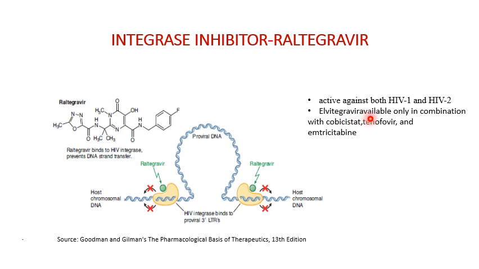We have another integrase inhibitor called elvitegravir. It is not available as a single drug. It is available always in combination with cobicistat, tenofovir and emtricitabine. So what is this cobicistat? Its action is similar to ritonavir. It doesn't have any antiretroviral property, but it has enzyme inhibiting property. So when combined, it increases the therapeutic concentration of elvitegravir. So elvitegravir is always available in combination with these three drugs.